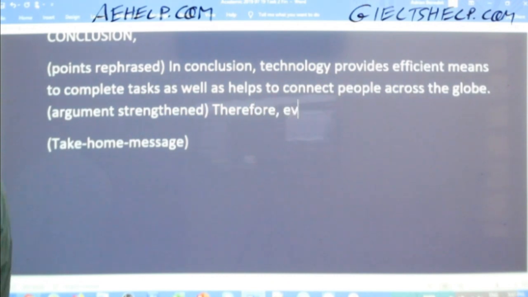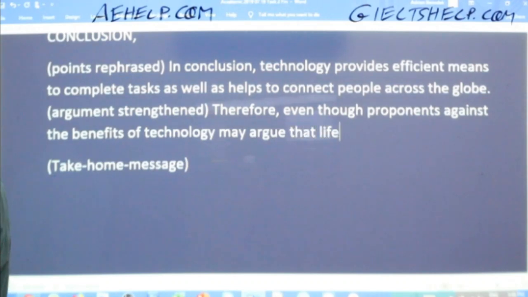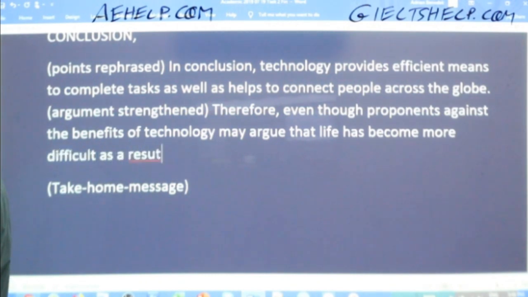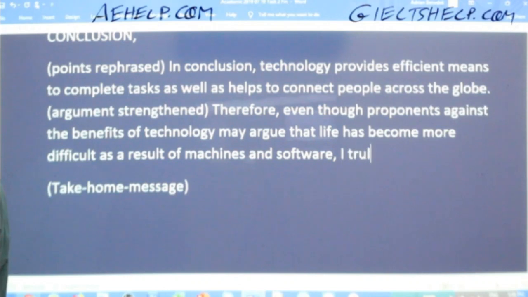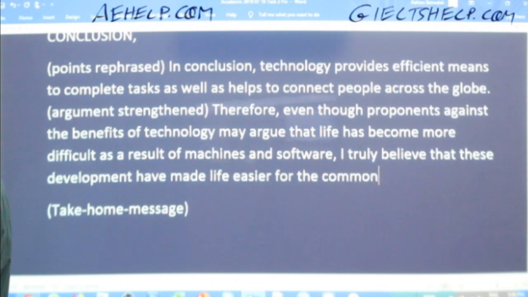Therefore, even though proponents against the benefits of technology may argue that life has become more difficult as a result of machines and software, I truly believe that these developments have made life easier for the common man. Okay, so that's my argument strengthened.